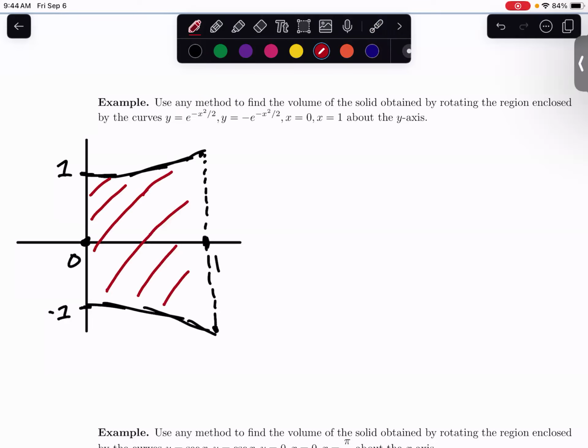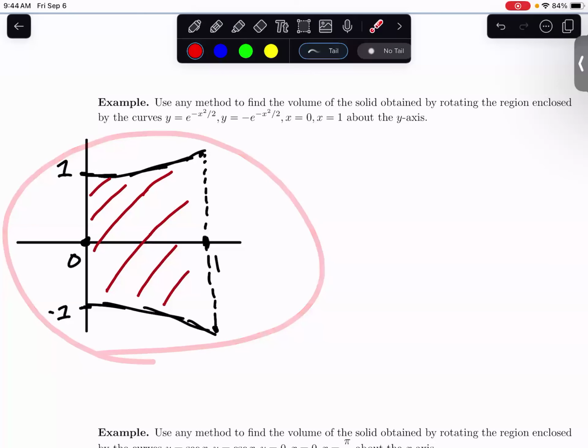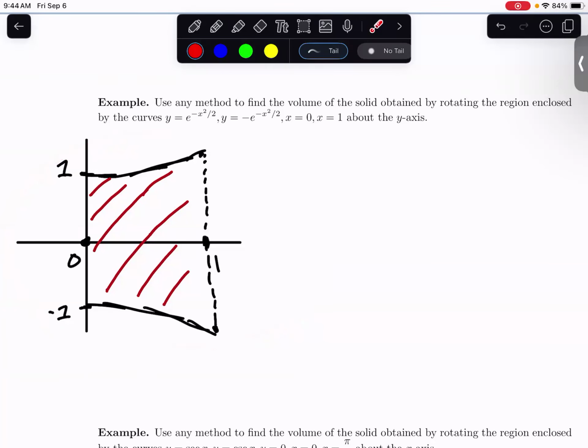We're taking this region about the graph, and then we're rotating about the y-axis. So we're not really doing anything fancy with the radius. We can just choose a random point x between 0 and 1. The axis of rotation is the y-axis, so we don't have to add anything to x. The radius is just equal to x here.